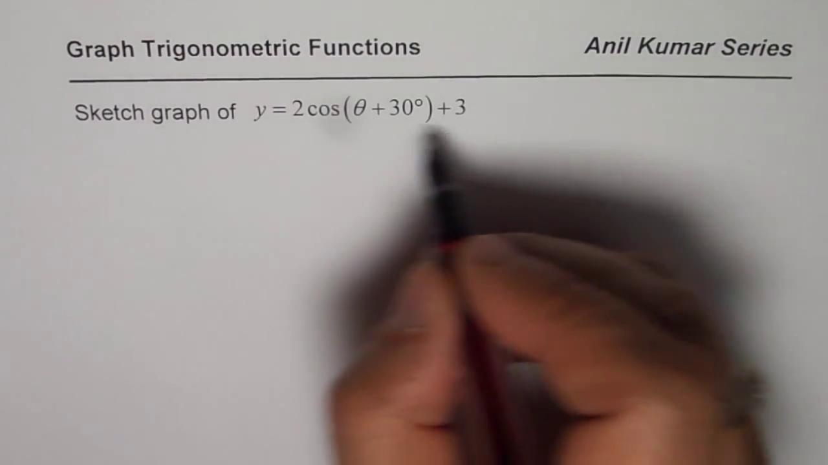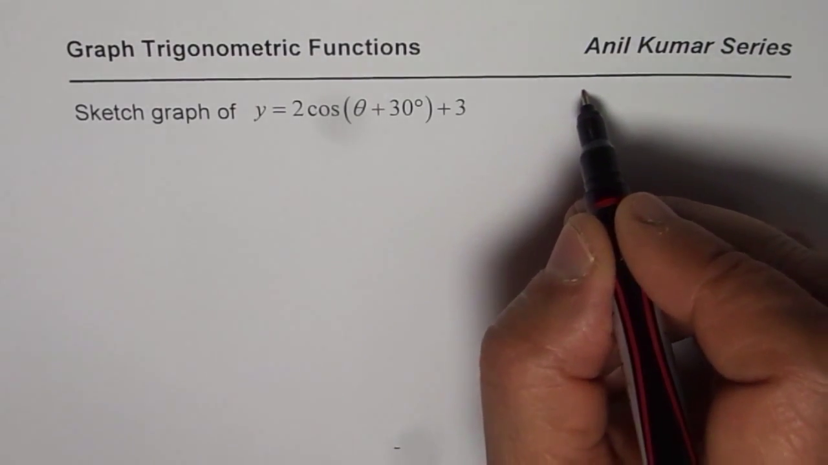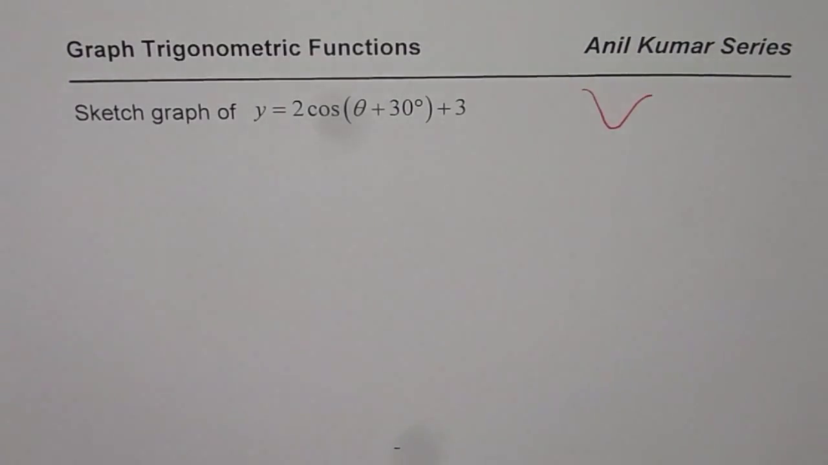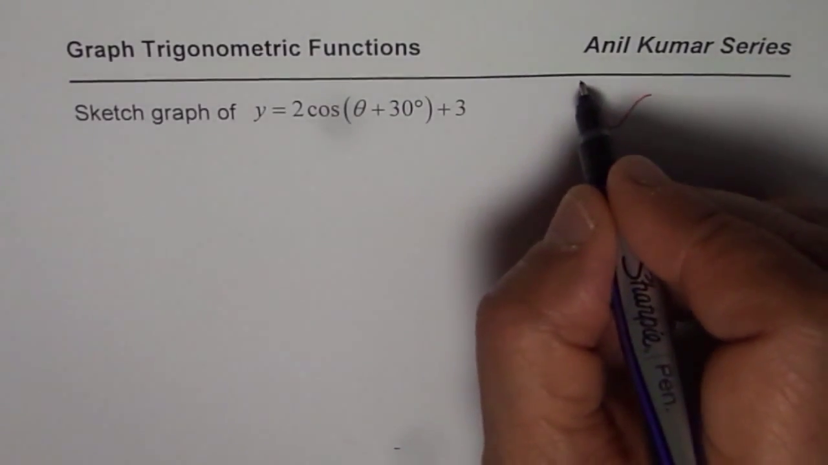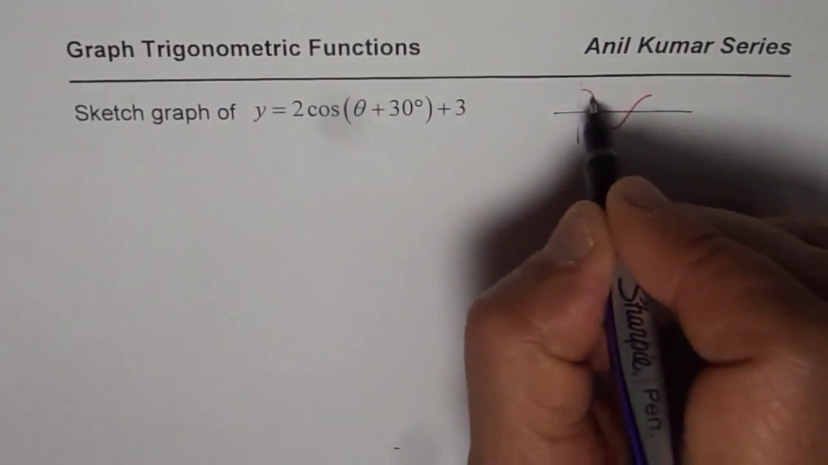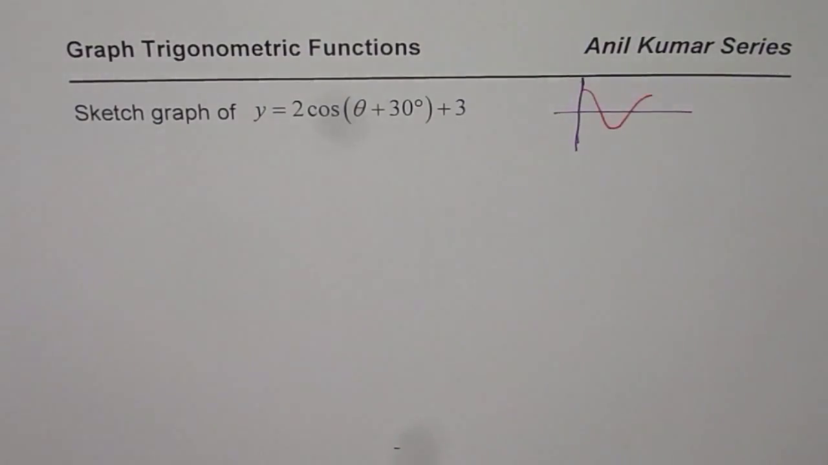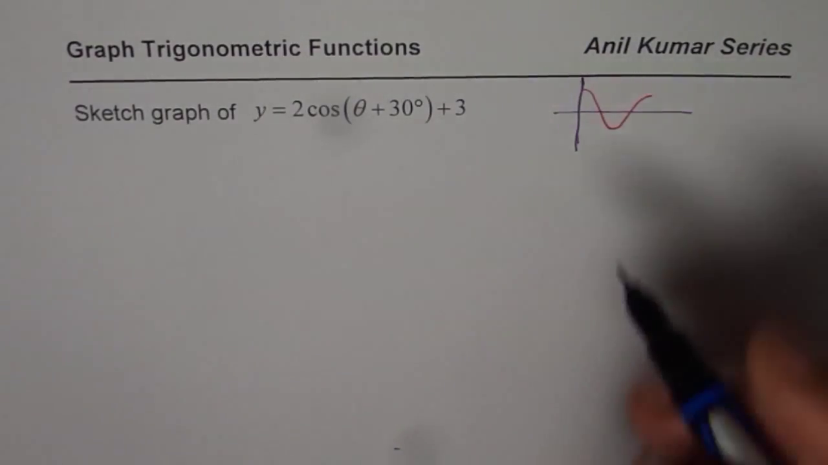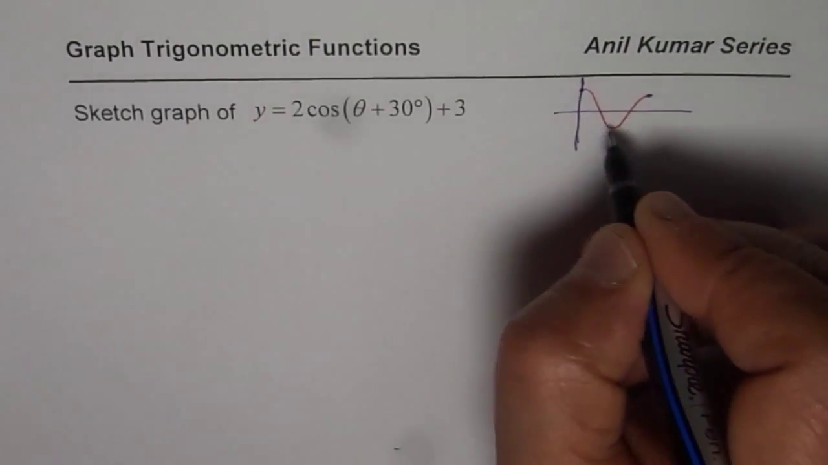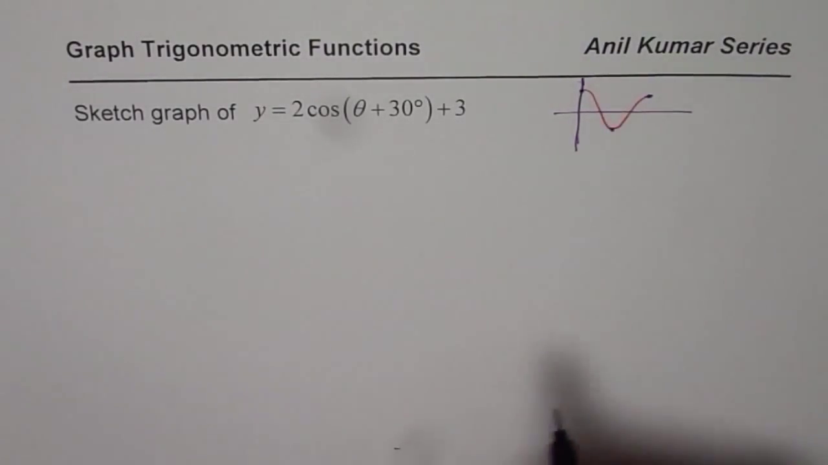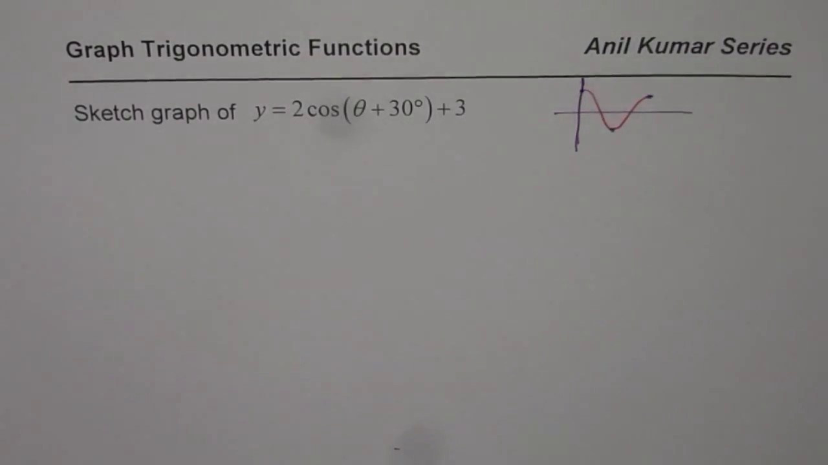Now basically the cos theta graph is kind of like this. Let me just draw an axis and show you how it is. So basically cos theta is like this. So keep that in mind while sketching. It's kind of important to understand that that's the basic cos function which we need to sketch. Now we'll follow a couple of approaches to sketch this function.